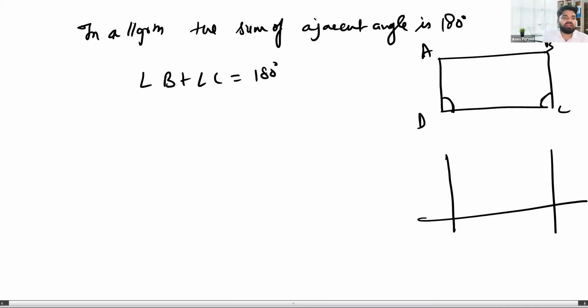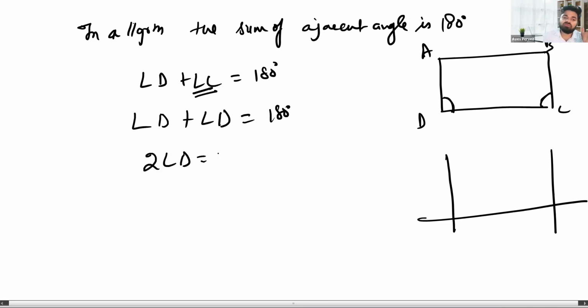So we will prove that angle D plus angle C is equal to 180 degrees. Now you can write angle D, and in place of angle C, you can write D again, because D and C are equal. So D plus D equals 180 degrees, then 2 angle D equals 180 degrees, then angle D equals 180 divided by 2. You will get angle D equals 90 degrees.